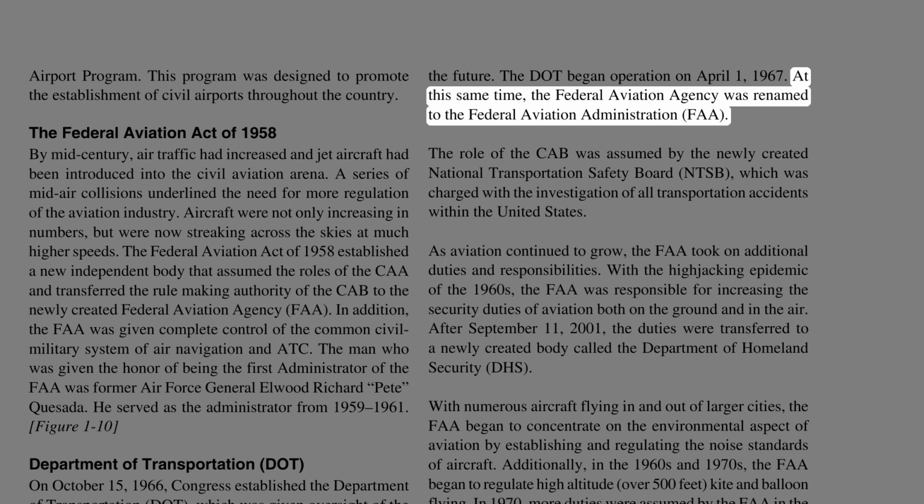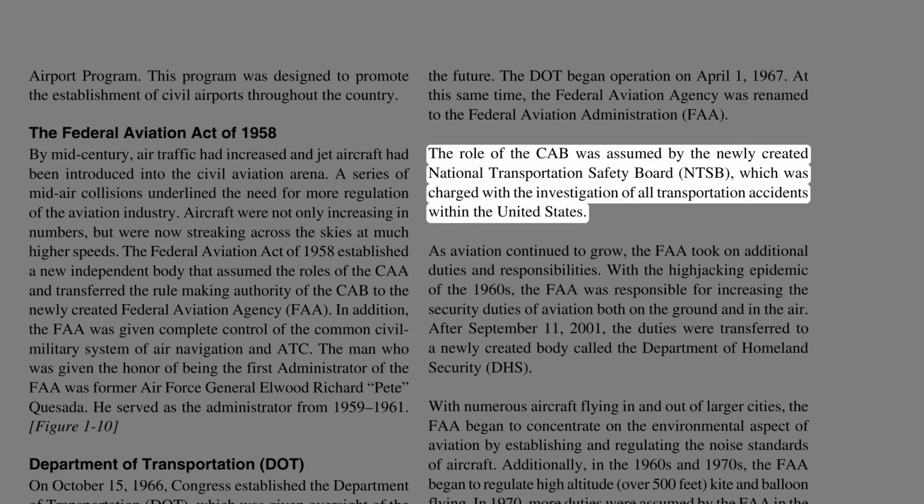At this same time, the Federal Aviation Agency was renamed to the Federal Aviation Administration (FAA). The role of the CAB was assumed by the newly created National Transportation Safety Board (NTSB), which was charged with the investigation of all transportation accidents within the United States.